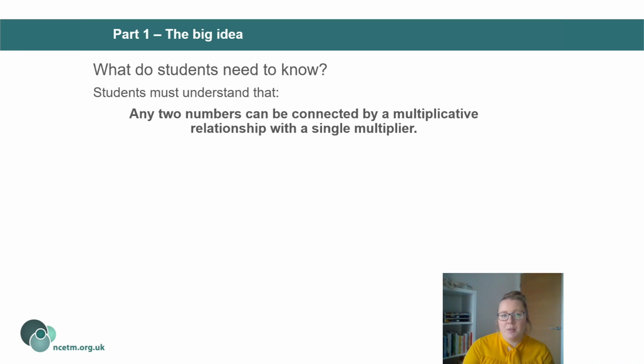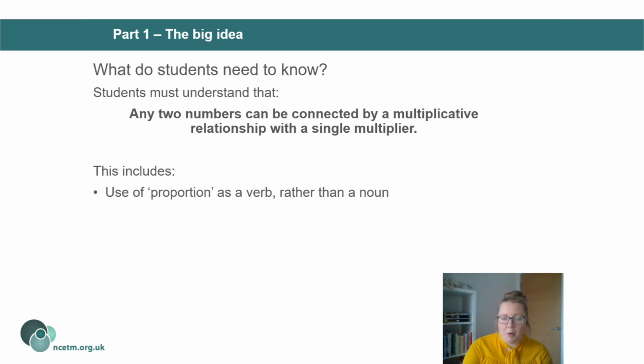In this video, I want to talk to you about how we get students to understand that any two numbers can be connected by a multiplicative relationship with one single multiplier. That is going to take various different steps. The first one is the use of proportion as a verb rather than a noun.